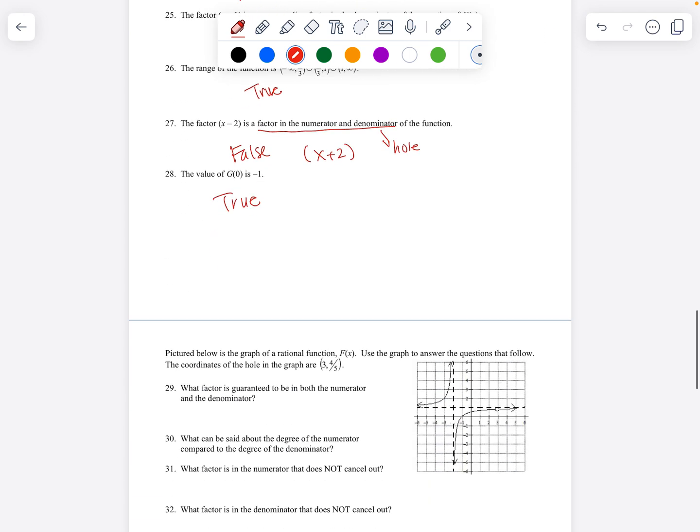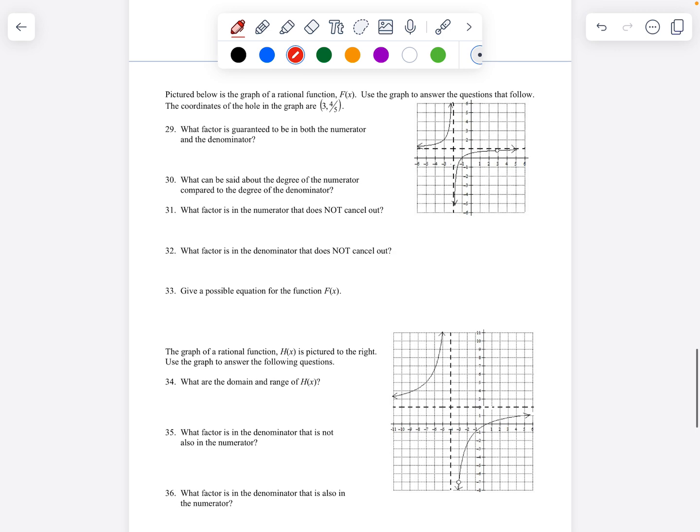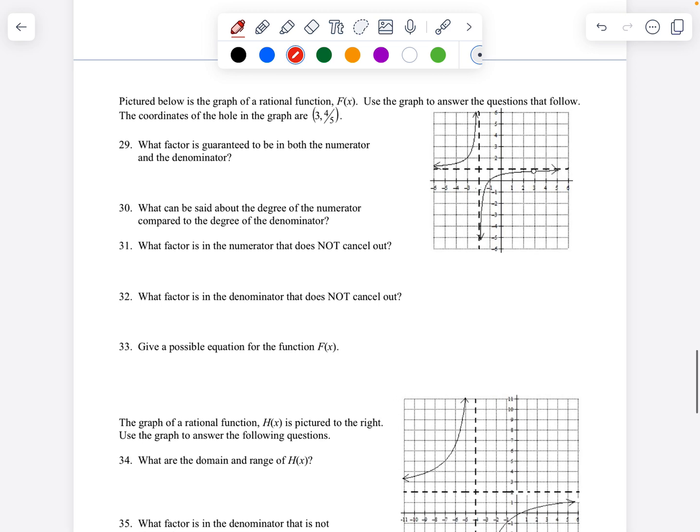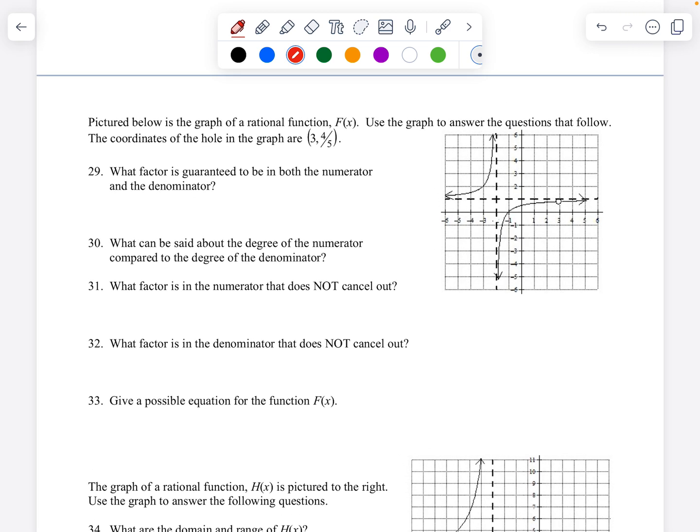Okay, moving onward. Okay, let's go ahead and try the top one here. So pictured below is the graph of the rational function f of x. Use the graph to answer the questions. The coordinates of the hole. I'm giving you the coordinates because I don't want you to guess at what the y value is, so that's why you're getting that information. What factor is guaranteed to be in both? We would say x minus 3 is in both. Why? Because that's where your hole is at.